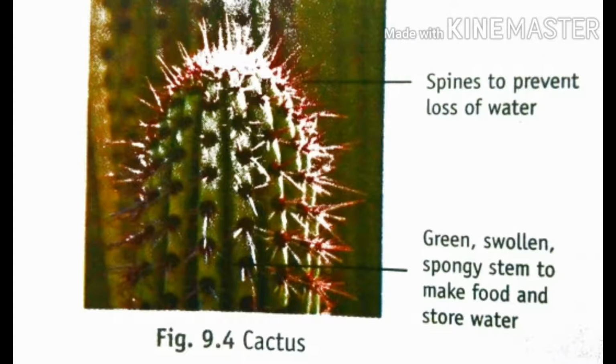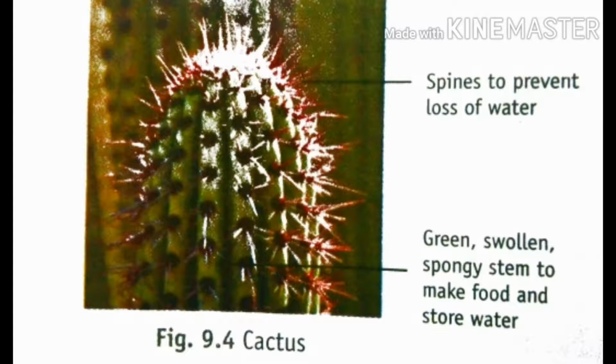The root system goes deep into the soil for absorbing water. So leaves are absent in this kind of plant, and the leaves are modified to spines. This helps to reduce water loss. And the stem prepares food for the plant. Photosynthesis occurs in the stem.